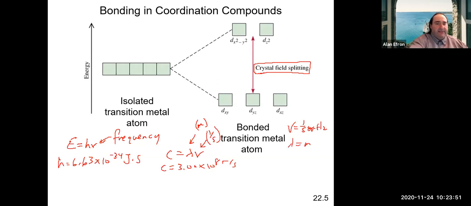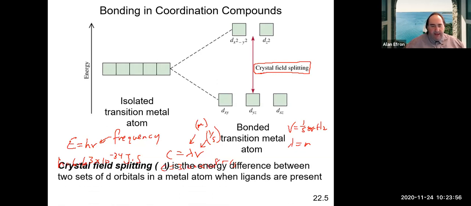Putting both of those together, we can come up with a relationship to calculate this crystal field splitting, which is that energy difference. We can calculate it as E is equal to h times the frequency, which would be hc over the wavelength. So that relationship that you probably have seen previously is also something that we will see a little bit here in this chapter. Any questions on that?